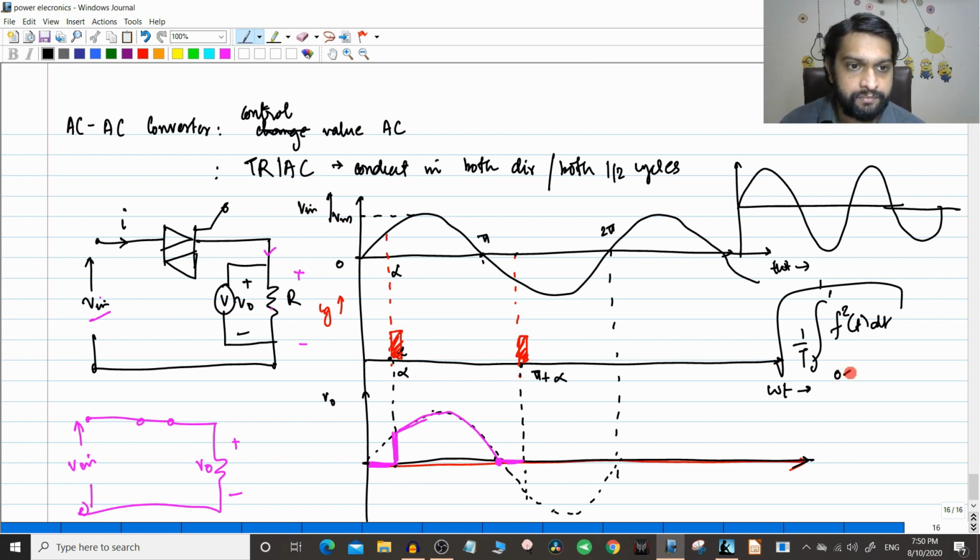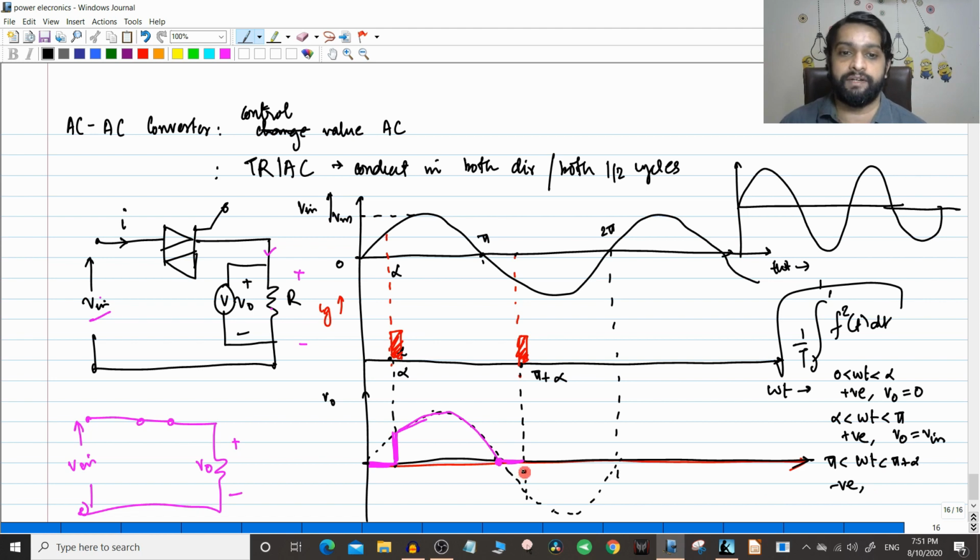So 0 less than omega t less than alpha, it is the positive half cycle, and V0 will be equal to 0 because triggering is not given. Okay. So alpha less than omega t less than pi, it is the positive half cycle, triggering is given, so V0 will be equal to Vin. Now from pi less than omega t less than pi plus alpha, it is the negative half cycle, but the triggering is not given, so V0 will be equal to 0.